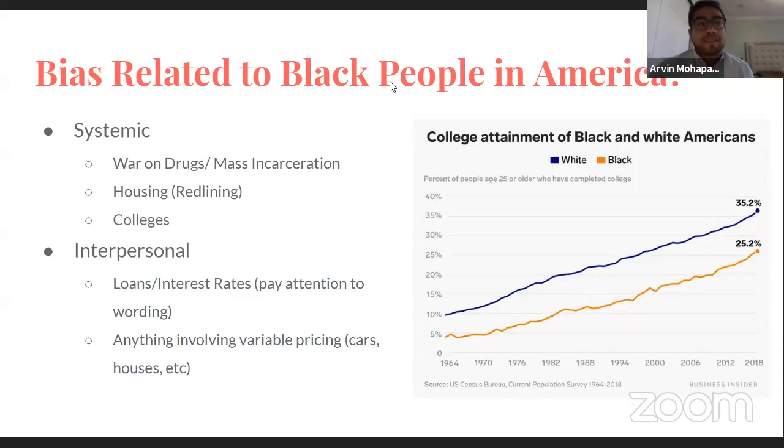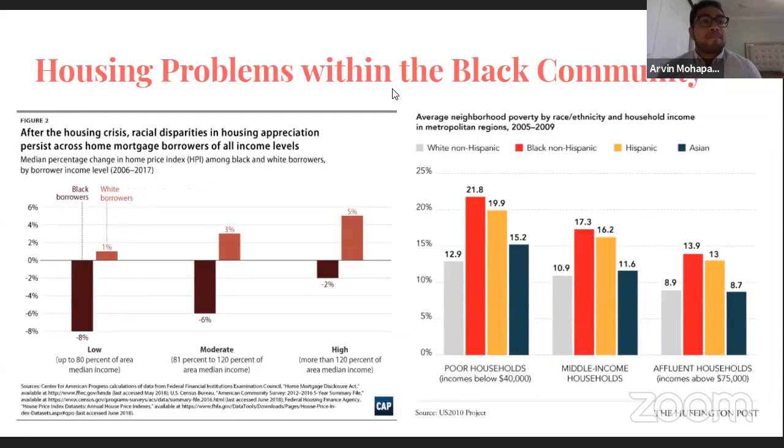And then we can go to the next slide. So housing problems within the Black community. Is this me or you? Yeah, I'm going to talk about this.